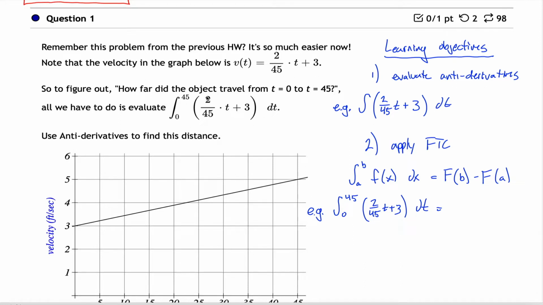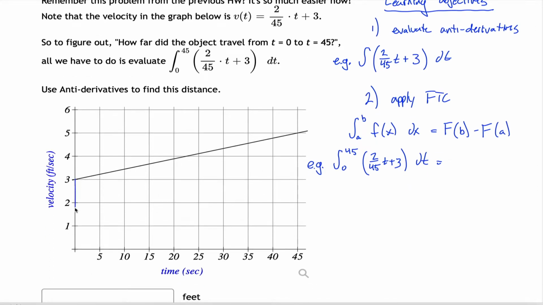where we were supposed to figure out how far the object traveled from 0 to 45. So how much area is there underneath the curve from here to here? You could do this using the methods of the previous section by recognizing that I have this rectangle right here, and the area of this rectangle is 45 by 3. So 45 times 3, 135, I think, is the area of this rectangle.